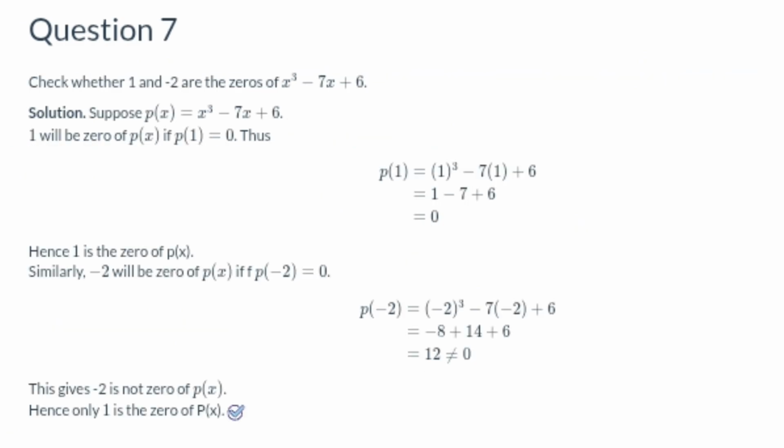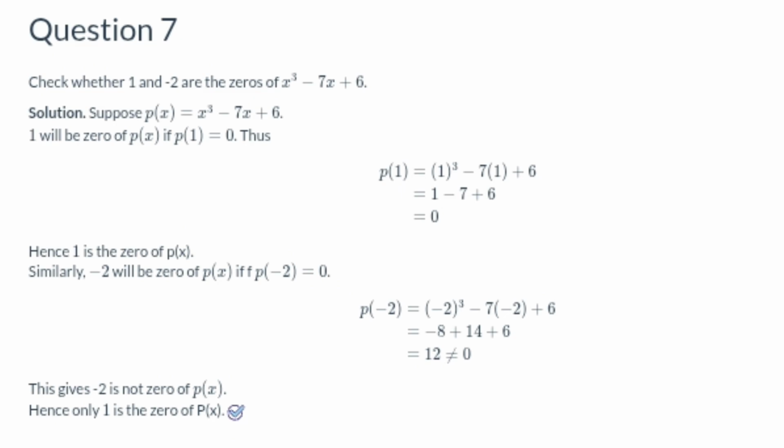A number c is a zero of a polynomial p(x) if p(c) equals 0. Let p(x) = x³ - 7x + 6. Check for 1. We calculate p(1). p(1) equals 1 cubed minus 7 times 1 plus 6. This is 1 minus 7 plus 6. 1 plus 6 is 7. 7 minus 7 equals 0. Hence, 1 is a zero of p(x).